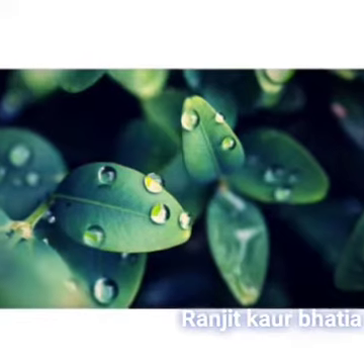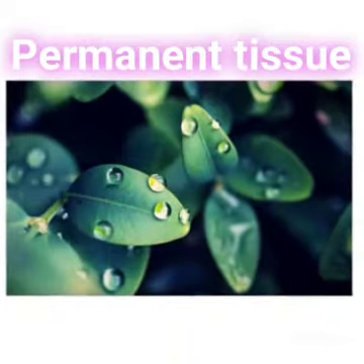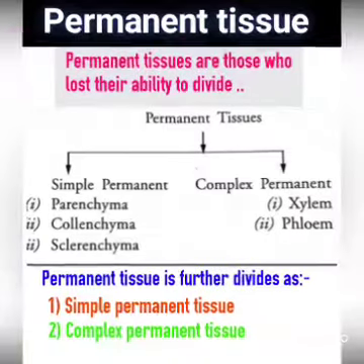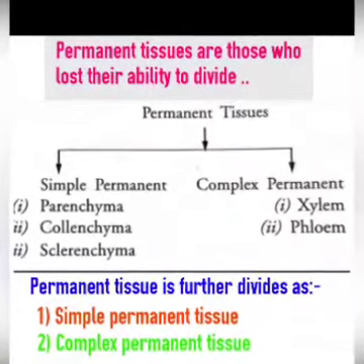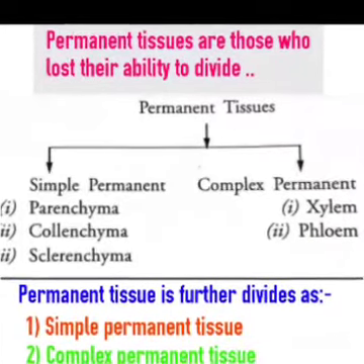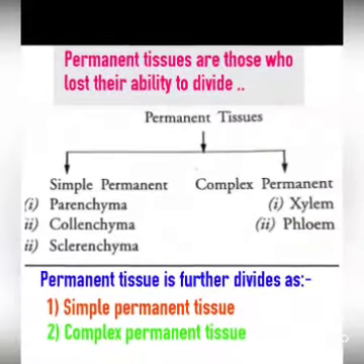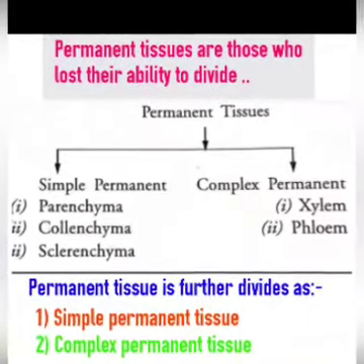I am Ranjit Kaur Bhatia, and today we are going to talk about permanent tissue. Well, we all know that permanent tissues are those which have lost their ability to divide. There are two varieties of permanent tissue: one, simple permanent tissue, and second, complex permanent tissue.